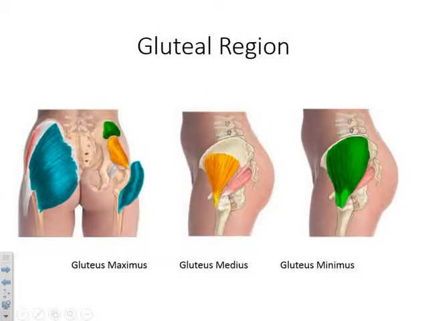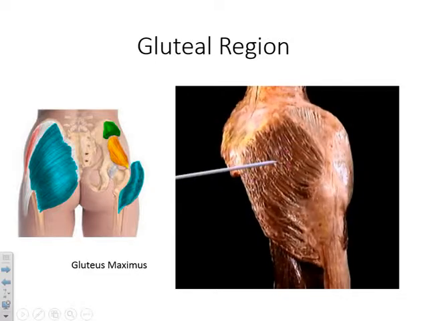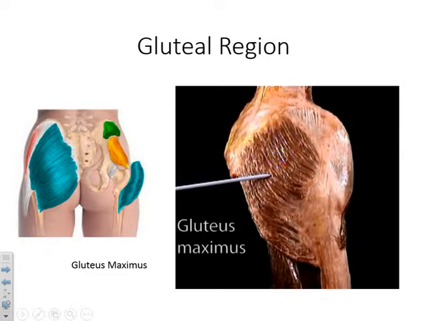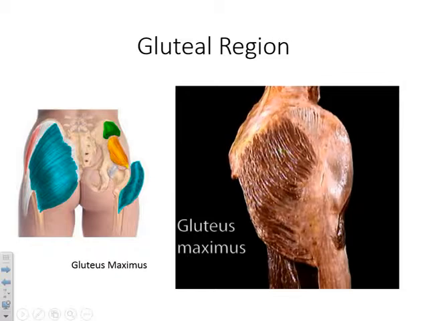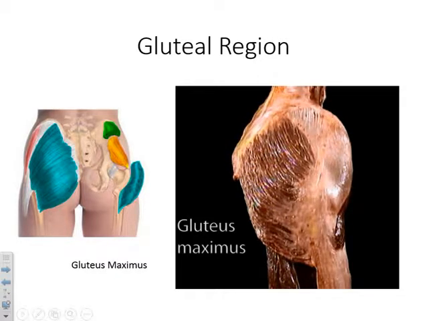We can now look at the muscles of the gluteal region. The region can be divided into superficial and deep compartments. We'll start with the superficial gluteal muscles. The most prominent muscle in the gluteal region, which also happens to be the thickest muscle in the body, is the aptly named gluteus maximus.